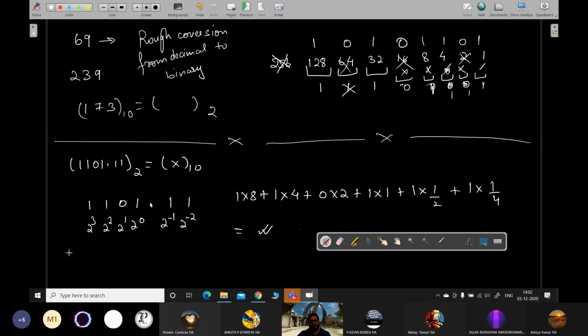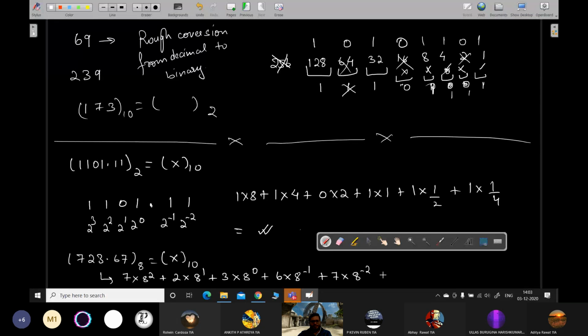Let's say, octal, 723.67. You can convert this also. How? This will be equal to 7 into 8 to the power 2, plus 2 multiplied by 8 to the power 1, plus 3 multiplied by 8 to the power 0, plus 6 multiplied by 8 to the power -1, plus 7 multiplied by 8 to the power -2. So whatever is the answer.